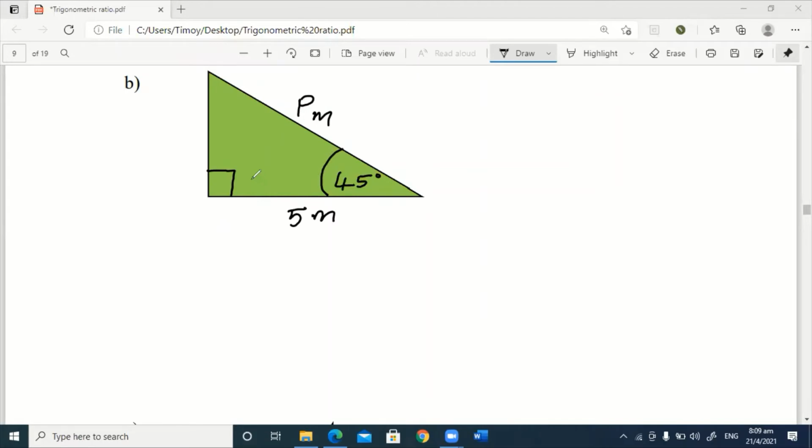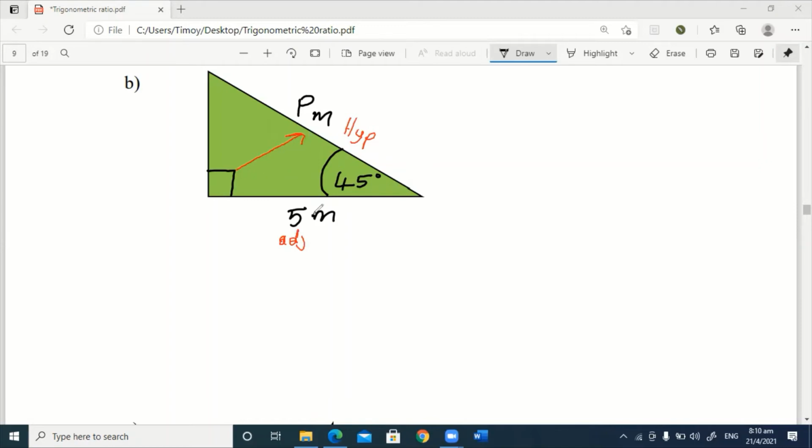So if you notice, the first thing that we're going to do is to label our triangle according to the information that is given. So here, where P is, that is opposite to this 90-degree angle. So that's going to be our hypotenuse. We're given 45 degrees. So we notice that this 5 is adjacent to this 45 degrees because it's beside it. So this side is going to be the adjacent side. That's where 5 meters is.